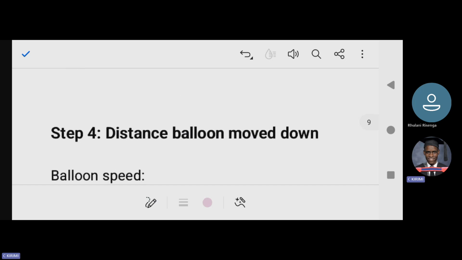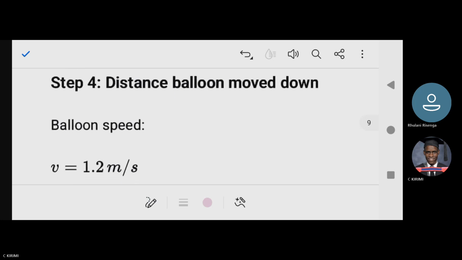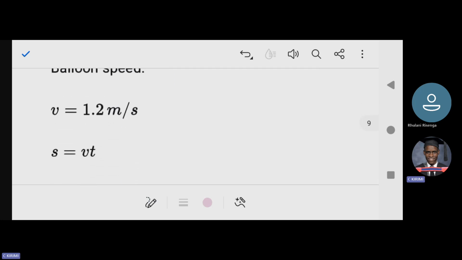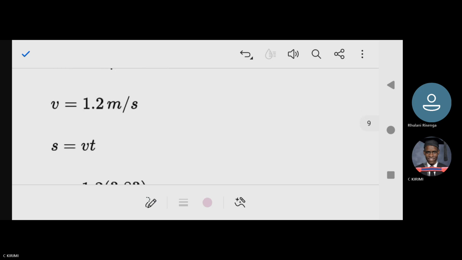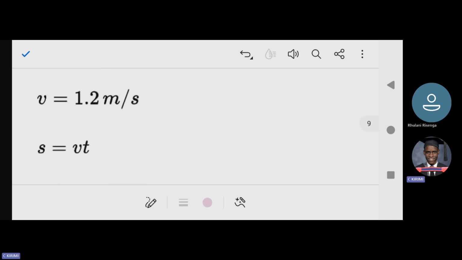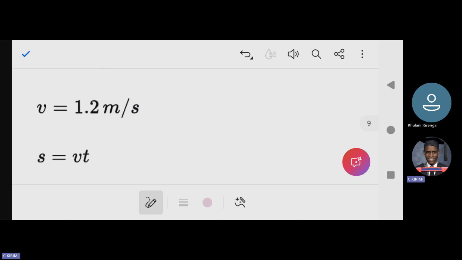Now the distance the balloon moved down. What information do we have? We have the balloon speed, which is the initial velocity, that constant velocity. The initial velocity and the final velocity of the balloon are the same at any given point in time, since it's moving with constant velocity. Acceleration is 0.